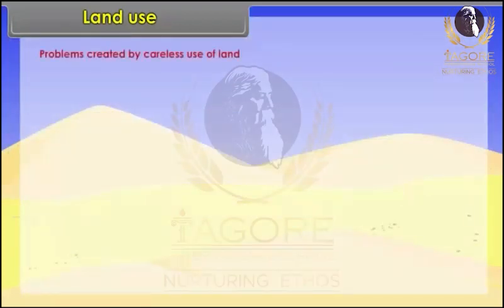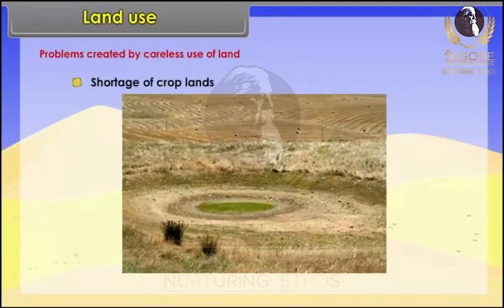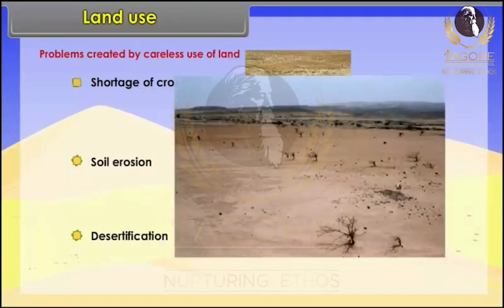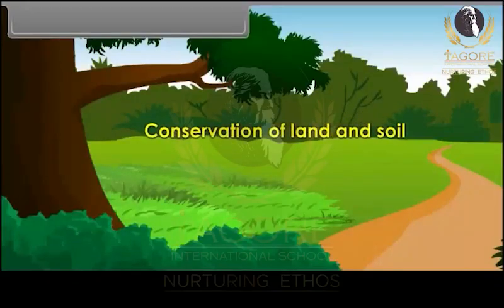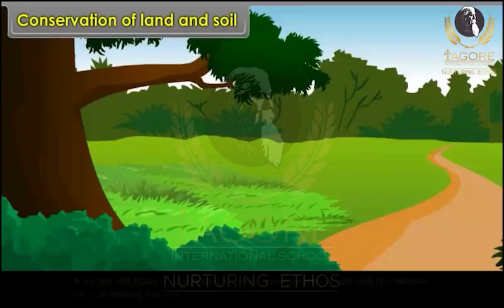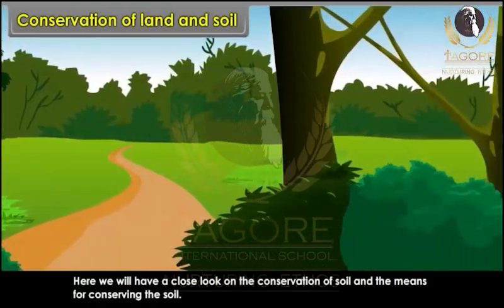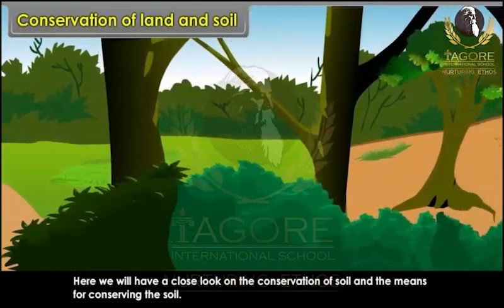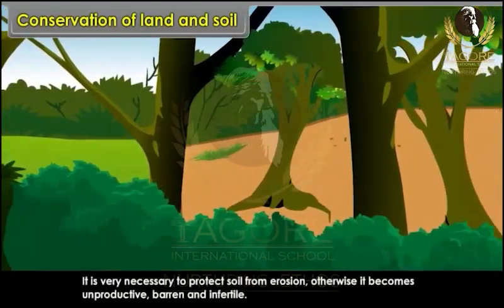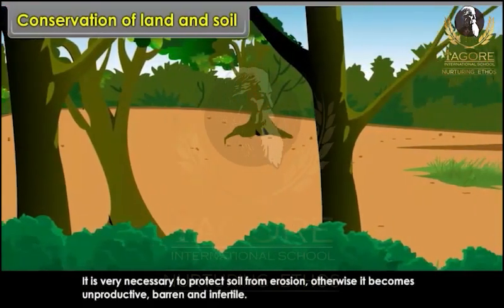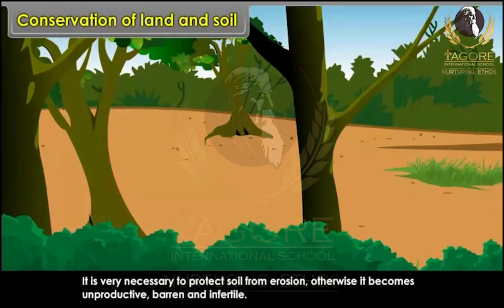Can you list certain serious problems that are created by careless use of land? Shortage of croplands, soil erosion, desertification. Conservation of land and soil. Here we will have a close look at the conservation of soil and the means for conserving the soil. It is very necessary to protect soil from erosion. Otherwise, it becomes unproductive, barren and infertile.